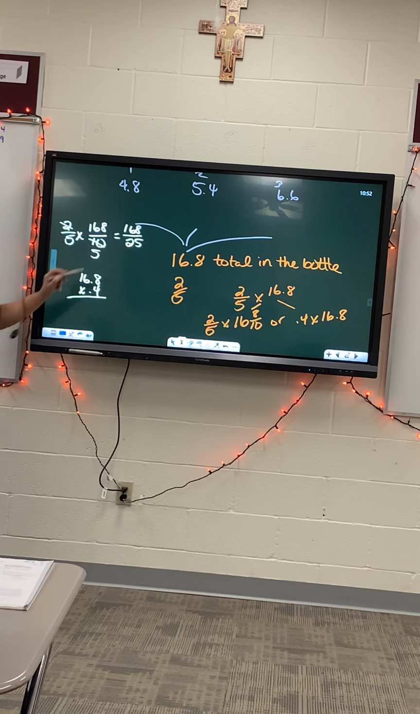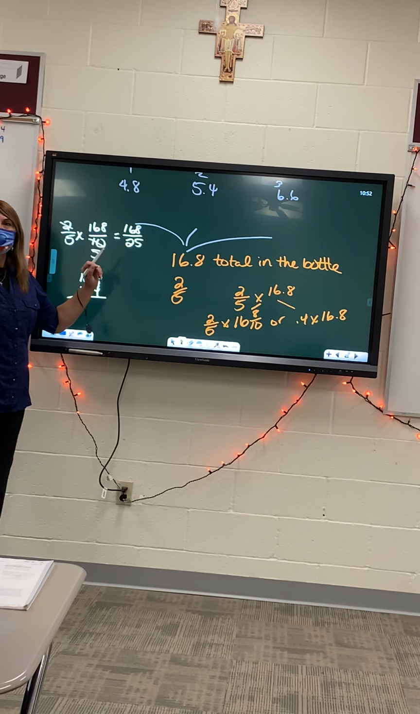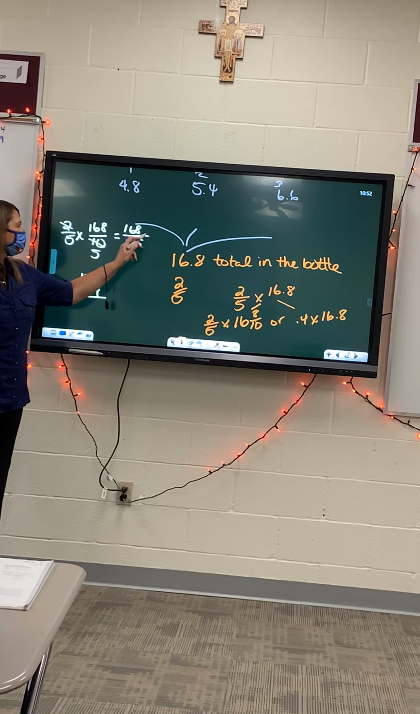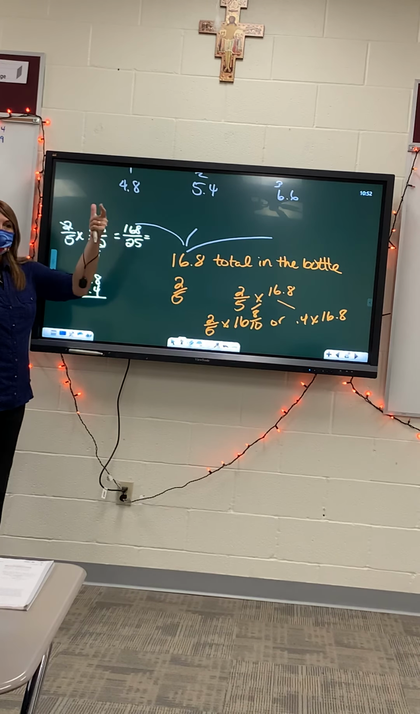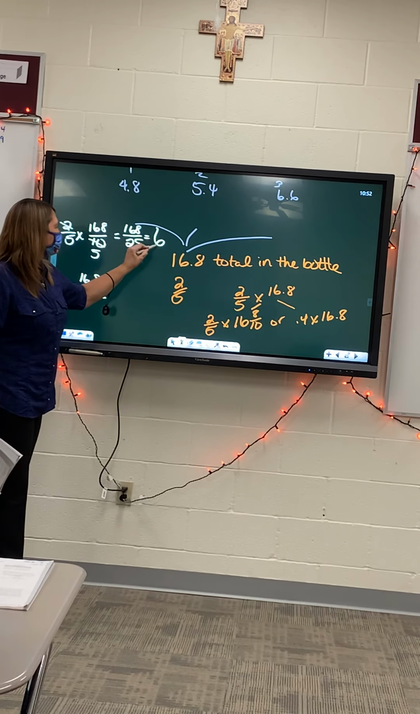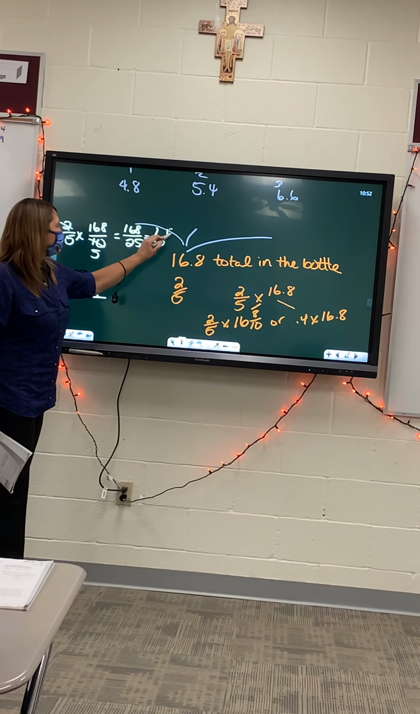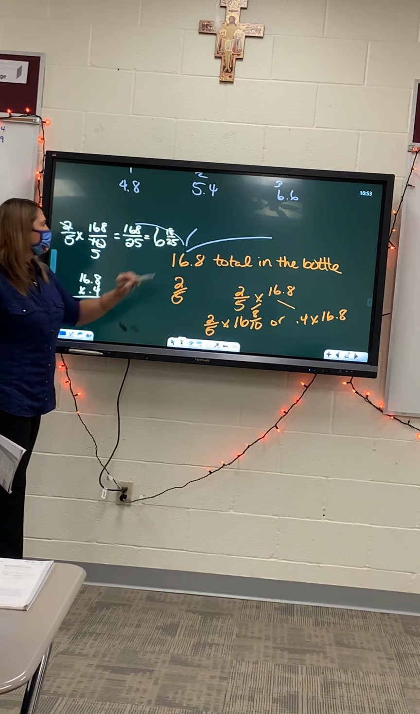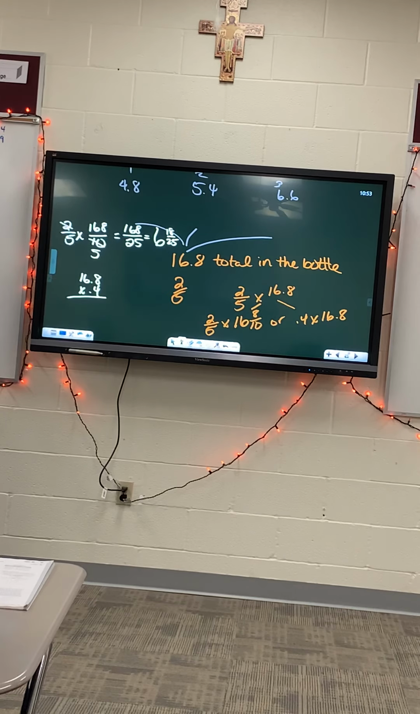Now, how many quarters in $1.68? That's what I'm thinking. How many fives go in 25? So how many quarters make up $1.68? 25, 50, 75, $1. $1.25, $1.50. So 6 and 18/25. That's what you should have gotten if it was a fraction.